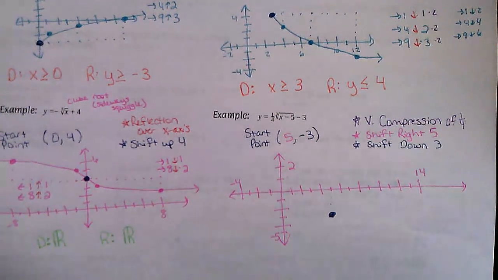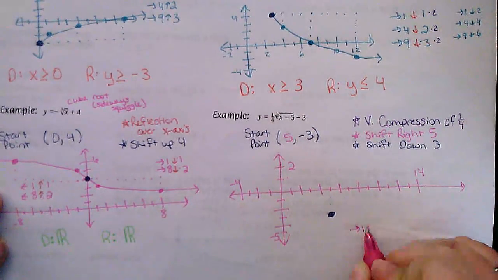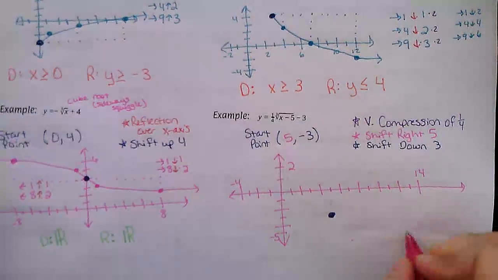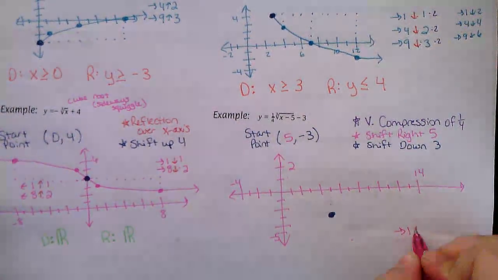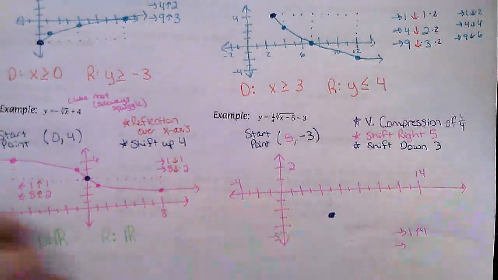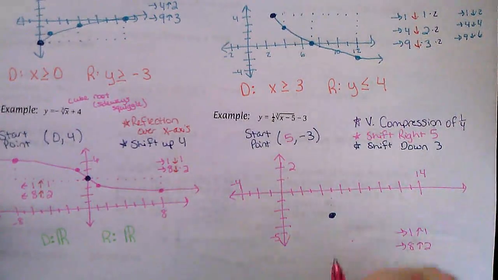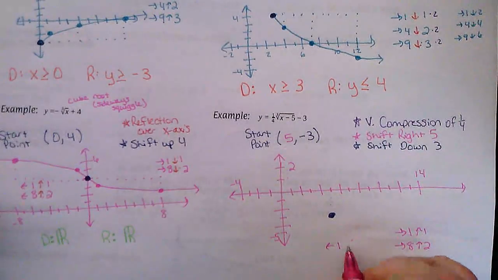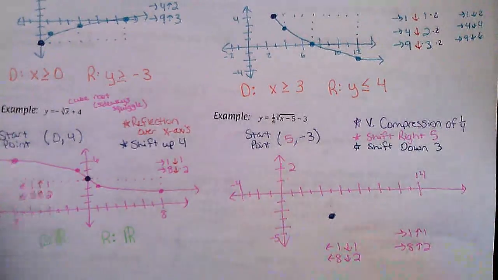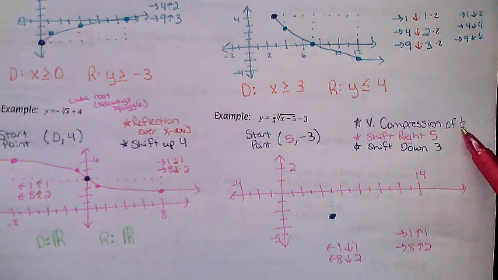So my normal pattern for growing on this is right 1, up 1, right 8, up 2, and right 27, up 3, but we're not going to get that one on there. And then left 1, down 1, left 8, down 2. Okay, so I've used my right and my down, but I haven't used this vertical compression.